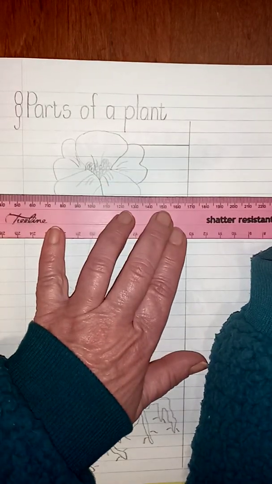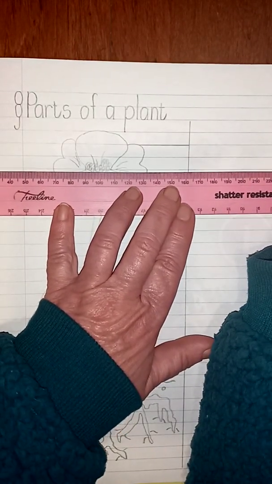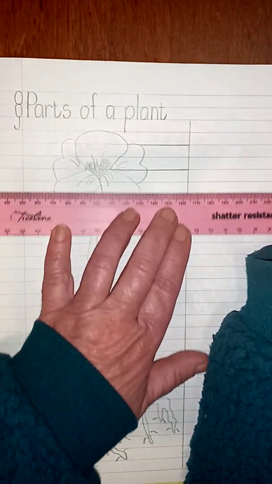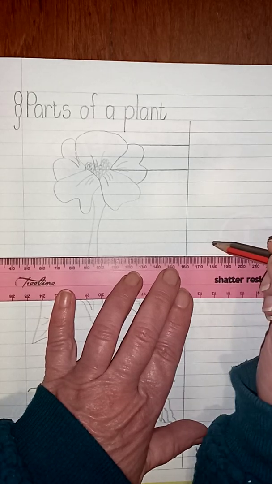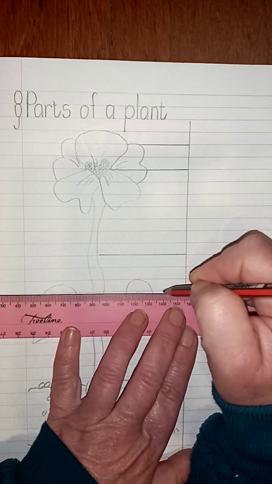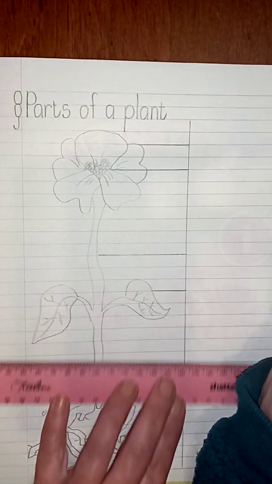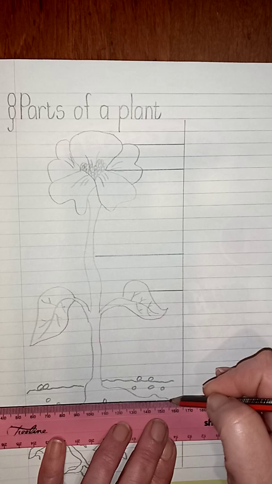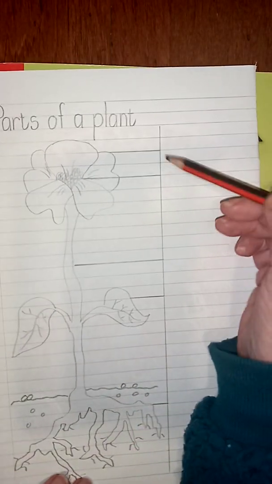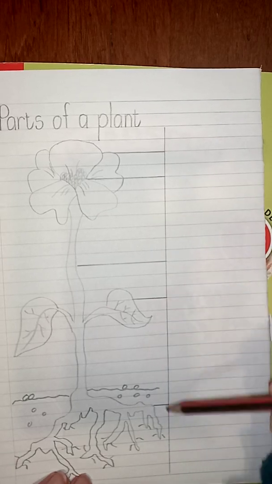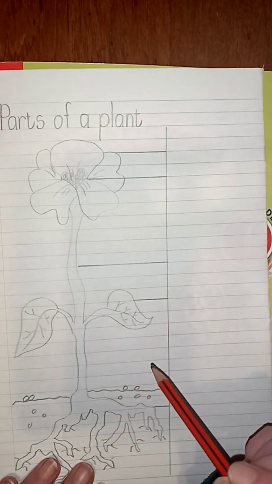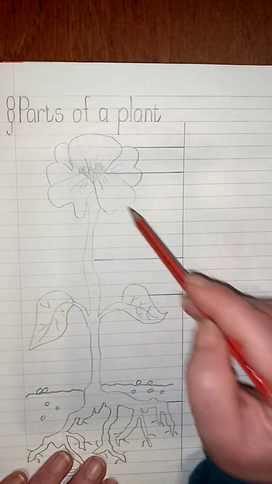So that will be the petals. Those will be the seeds. The stem. The leaves. And the roots. So now I've got 1, 2, 3, 4, 5 labels. They're pointing to the correct thing, and I'm able to see them neatly.